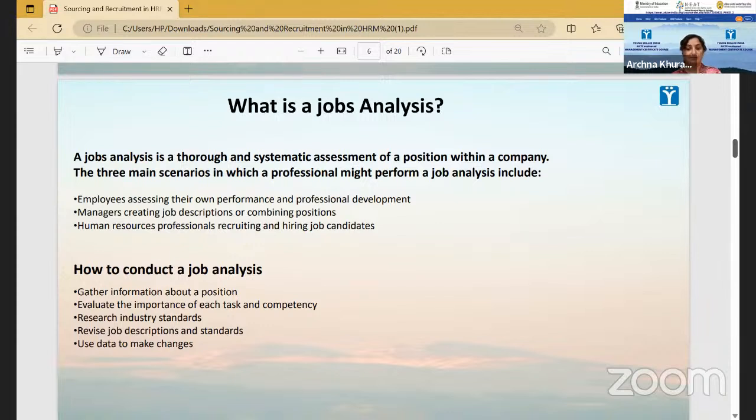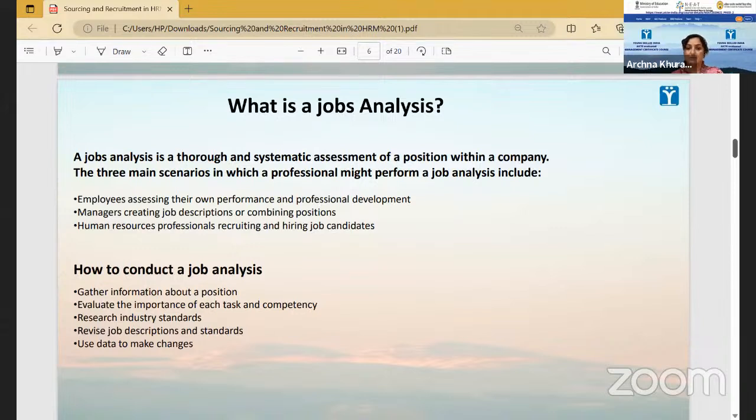What is the tax capability? What kind of tax would be deducted? All those things can be studied through industry standards. Then, revise job descriptions and standards again. So what is the requirement you have today?